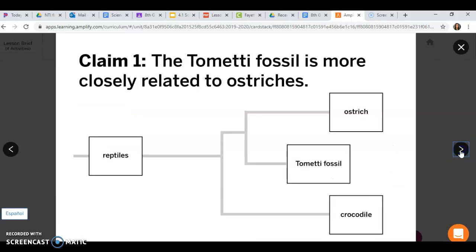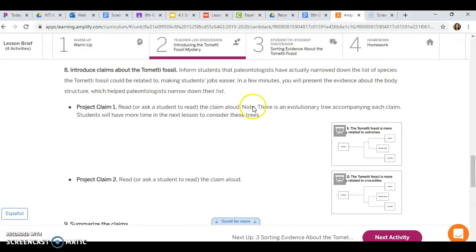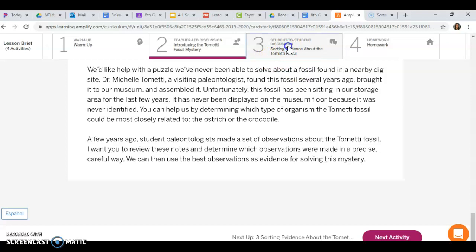Here's claim 1. So claim 1 says the Temeti fossil is more closely related to ostriches, and you can see they plugged it in on the tree right here. And then claim 2 says that the Temeti fossil is more closely related to crocodiles. So pretty much claim 1, you're picking ostriches. Claim 2, you're picking crocodiles. So you need to decide what you think you're going to go with. And like I said, that note is down here for you to read too.